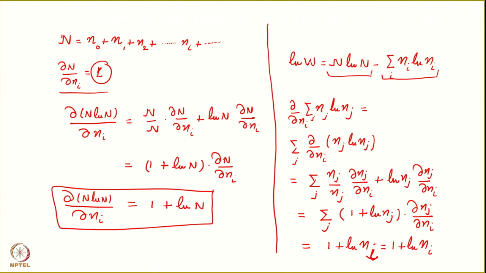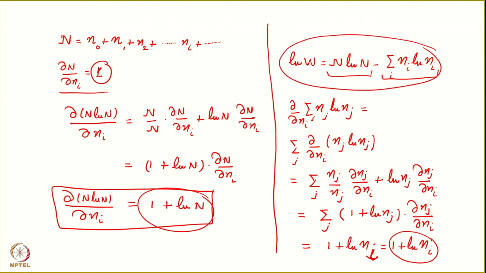So we have the expressions for both. First part is 1 plus log n, second part is 1 plus log ni. And now we can go back and put into these. This is what our aim was, that we take the derivative of this and then work on that forward. All right.